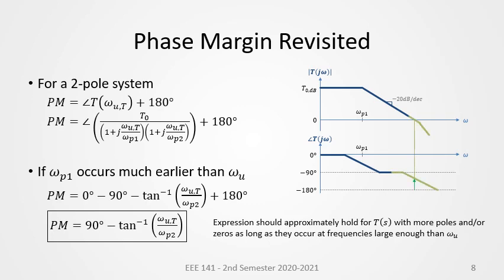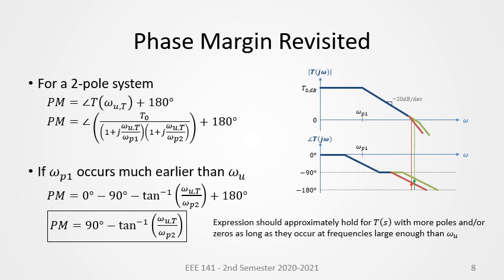Ideally, the second pole should appear after the unity gain frequency to get a decent amount of phase margin. In this case, the omega u over omega p2 fraction is less than 1, since omega p2 is larger than omega u. Thus, the tangent term is less than 45 degrees and we get a phase margin between 90 degrees down to 45 degrees.